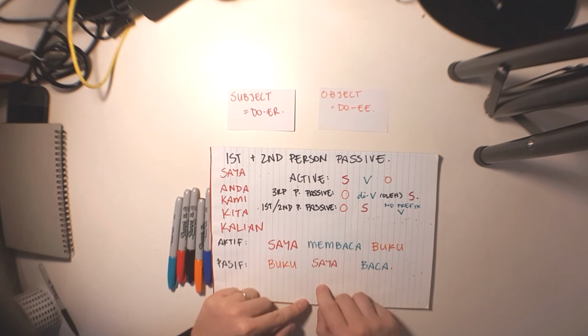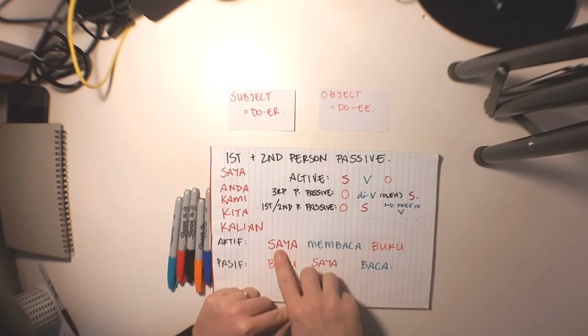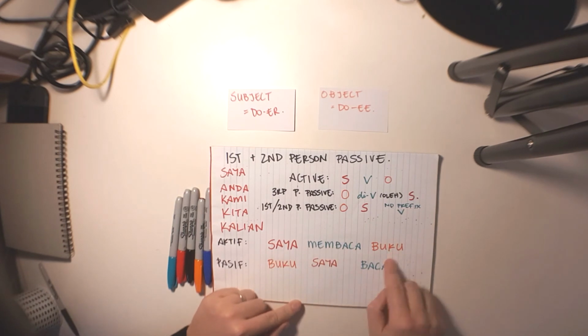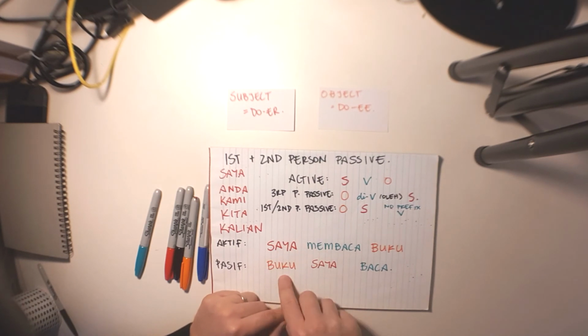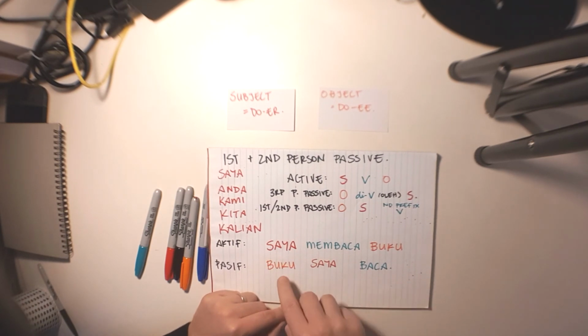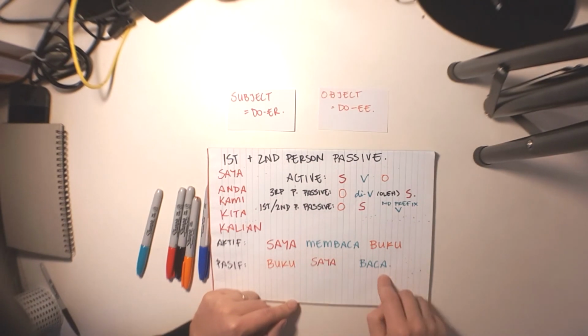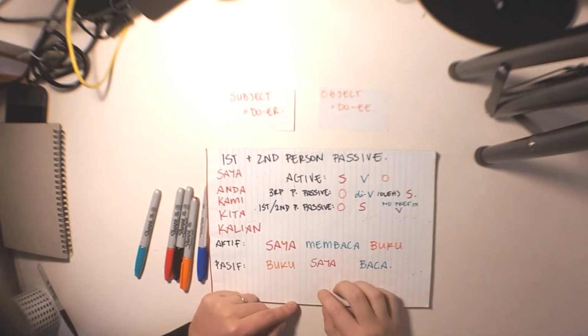So for a first person active sentence like saya membaca buku, I read the book, in passive, in English, it sounds a little bit like the patterns of speech of Yoda. So it becomes buku saya baca. The book I read. Let's do a couple more examples.